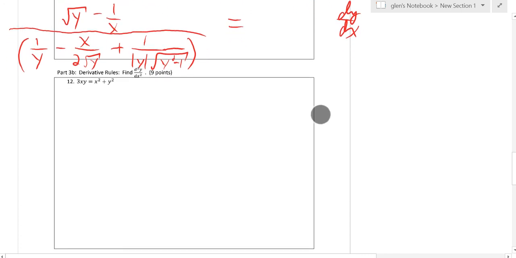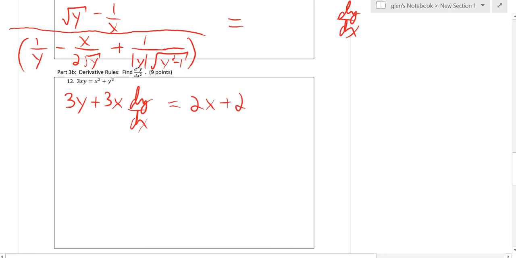Okay. If we want the second derivative, we got to derive it, get dy dx by itself, just like we just did, and derive it again. So, we're going to derive 3xy with the product rule. We get 3y plus 3x dy over dx. And that equals 2x plus 2y dy over dx. Is that okay?